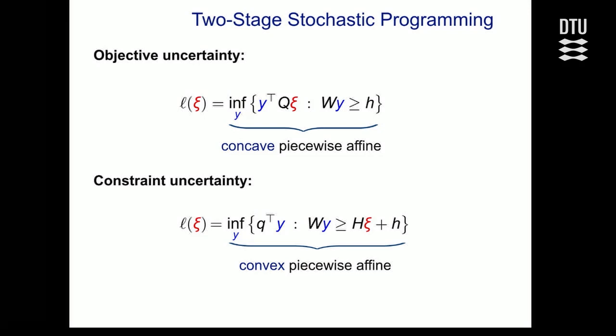The number of pieces that you need for the case with constraint uncertainty is typically exponential in the dimension of the second stage problem. So there you may need approximations. It will be a linear program, but it could be a huge one. Okay? It is a finite linear program, but it could be huge. And you may need additional approximations to actually solve this in practice.